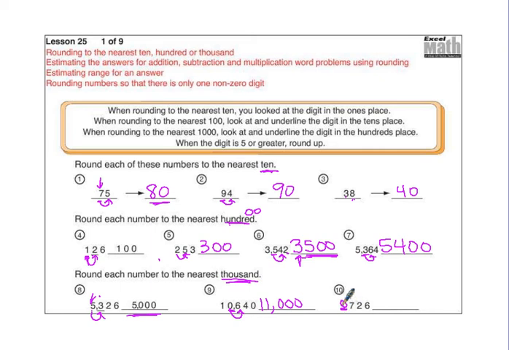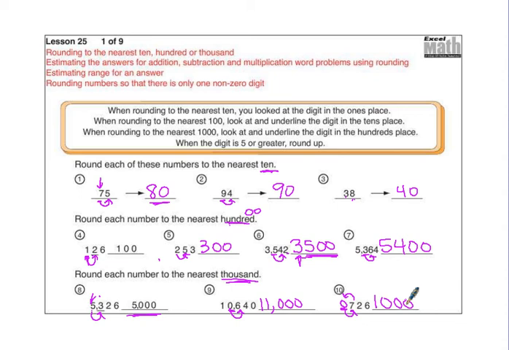There's no number in the thousands place, and we're looking to the right to the 7 that's in the hundreds place. The 7 says to bump that 0 up. So the closest 1,000 to 726 is simply 1,000. It's the very first 1,000.